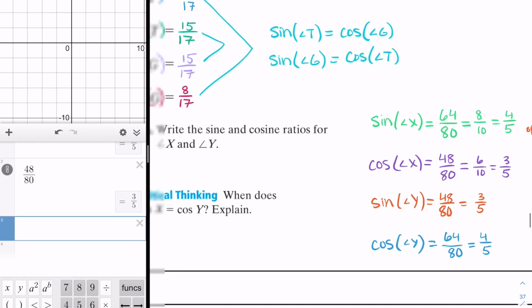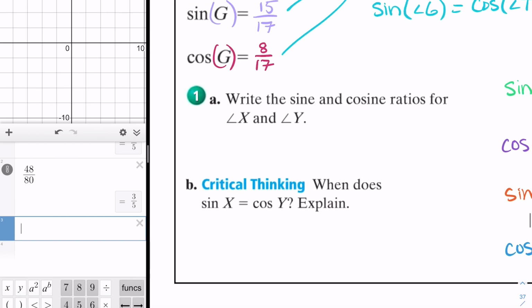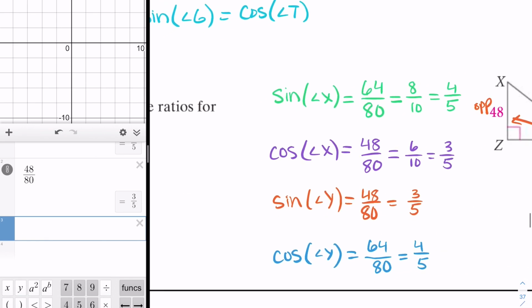So, write the sine and cosine ratios. I'm going to write them a little bit nicer. We have the sine of angle x, and I'll just rewrite them in a totally different color. Sine of angle x, and then cosine of angle x, and then sine of angle y, and cosine of angle y. You know what, I don't need to rewrite them. They're all right over there. That's fine. I'll just circle the final answer. 4/5, 3/5, 3/5, and 4/5.